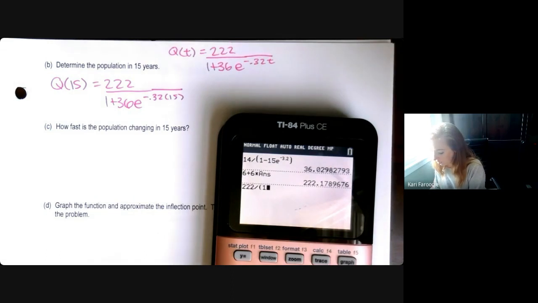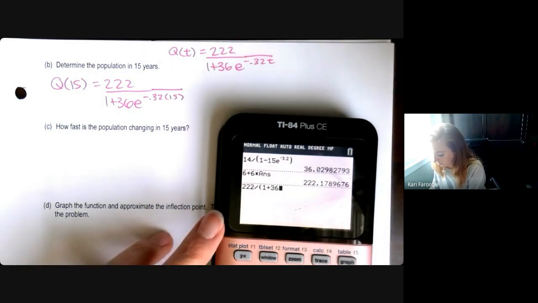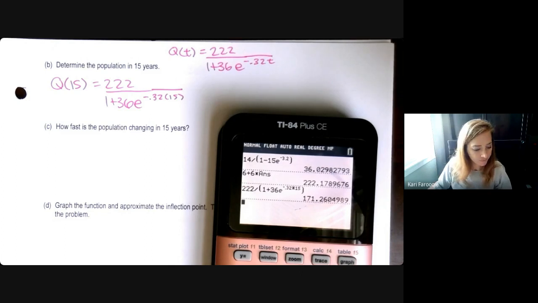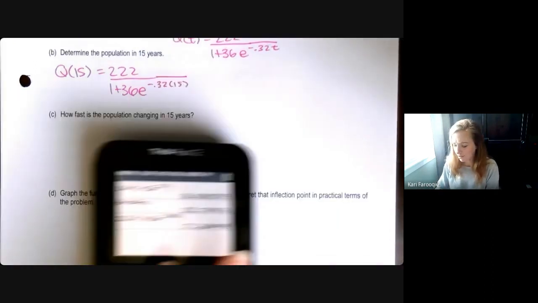222 divided by 1 plus 36 e to the negative 0.32 times 15. And then I will close that off with a parenthesis, and you should get about 171.26. Okay, so let's talk about that.